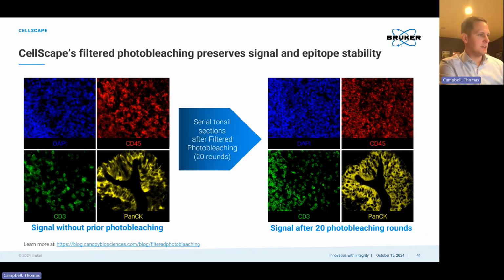So what does this look like? Just selecting a few examples here, looking at simulated photobleaching, to replicate something like 20 rounds of photobleaching. You can see a really consistent signal from the pre-photobleaching to the post-photobleaching rounds across essentially all targets of interest.